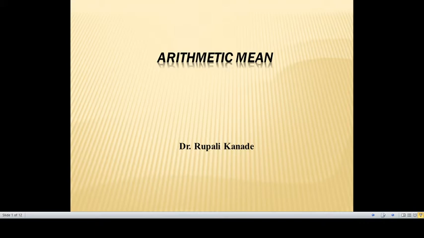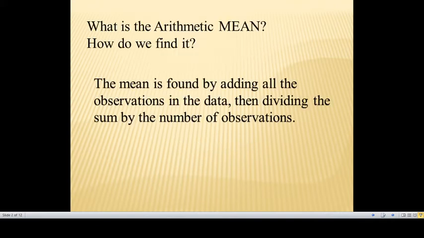What is this average? This average is nothing but arithmetic mean. The mean is found by adding all the observations in the data, then dividing the sum by the number of observations. Arithmetic mean is simply known as mean. It is one of the measures of central tendency. It is commonly used and widely applicable.